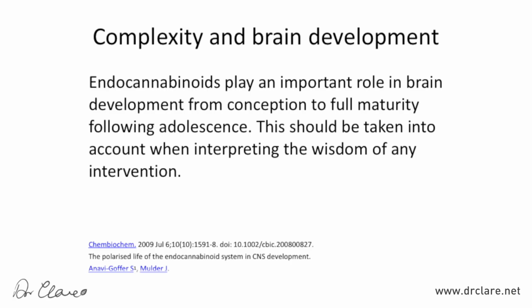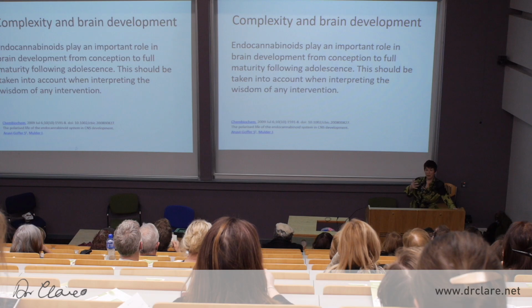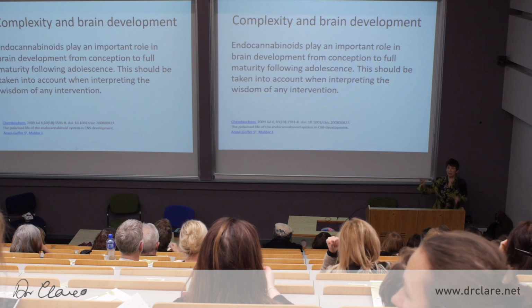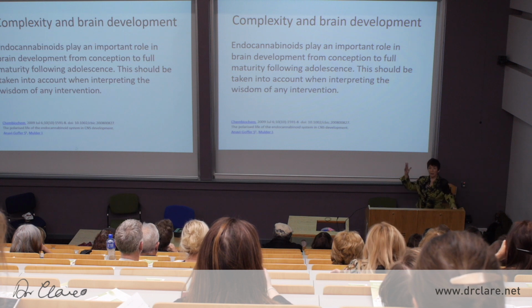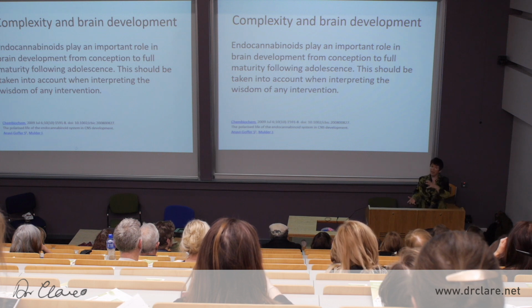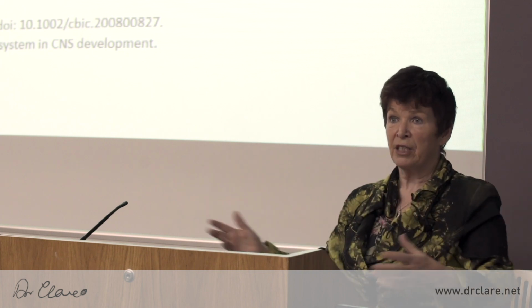Endocannabinoids play an important part of brain development from conception to maturity following adolescence. This should be taken into account when interpreting the wisdom of any intervention. So for pregnancy, breastfeeding, children and up to young adults, if I'm using herbs, there has to be a darn good reason. I'd have no problem using endocannabinoids as opposed to long-term antibiotics, because I know the harm in an adolescent where you've only got 5% less of potential brain development. So it depends on the evidence, risk, benefit, and it would also be after I've changed food and lifestyle and all of those things.